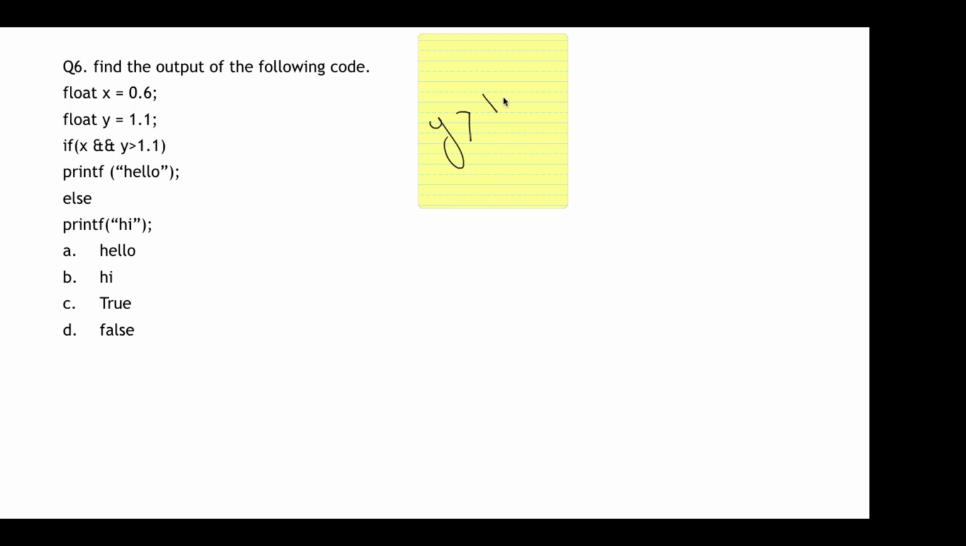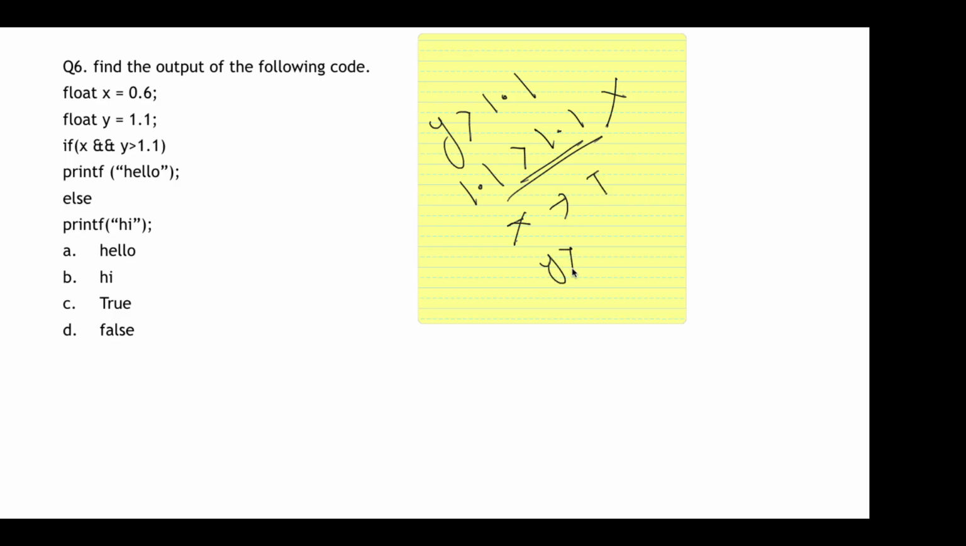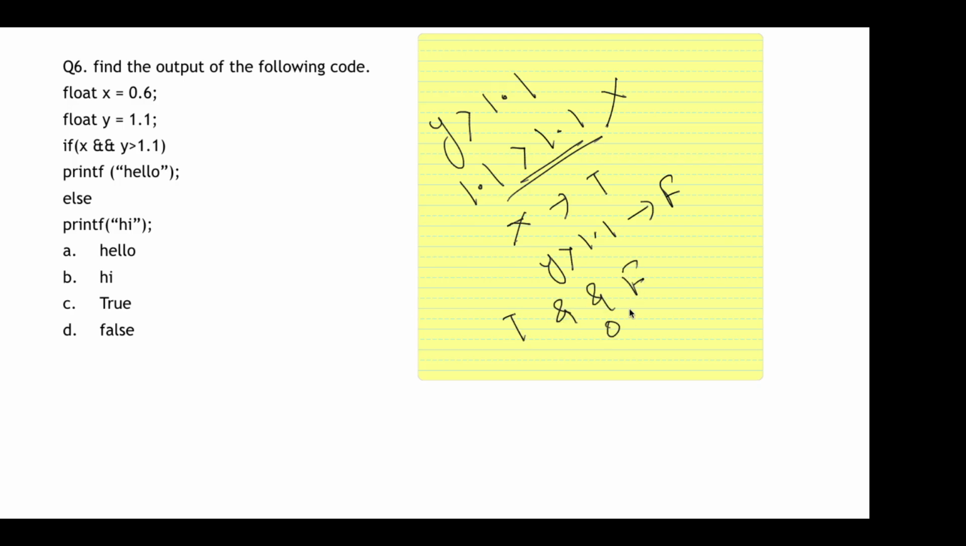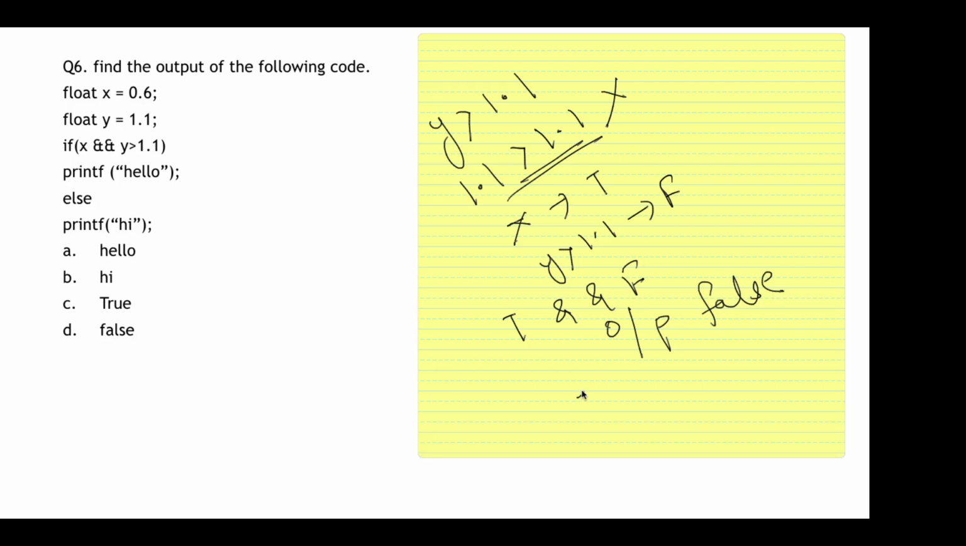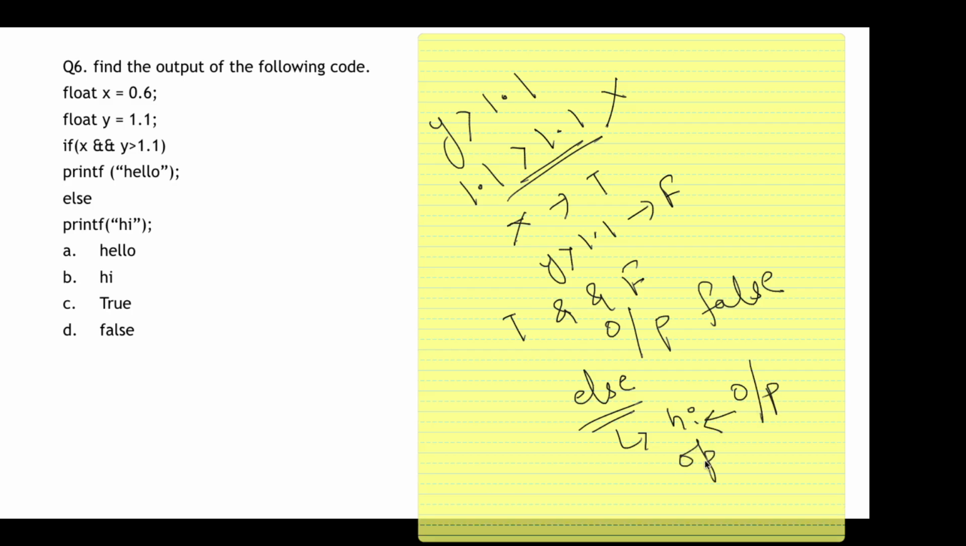Now y greater than 1.1. Value of y is 1.1. So is 1.1 greater than 1.1? No. So this becomes false. So the x value was true and y greater than 1.1 becomes false. So true AND operation false, the output will be false. So this if statement wouldn't execute, the else part will be executed. What will it print? It will print high. So the output will be high. That is option B.